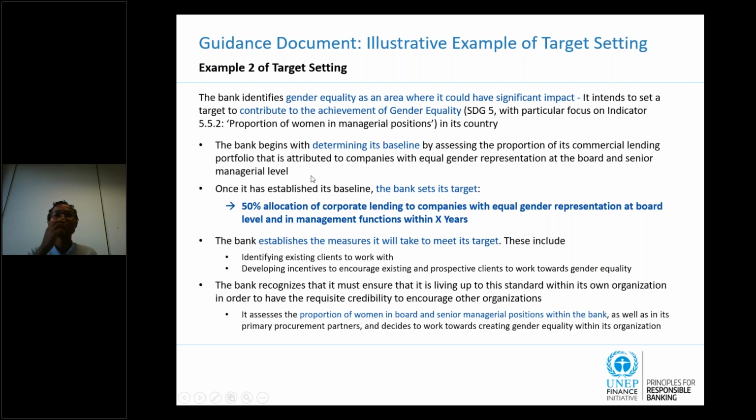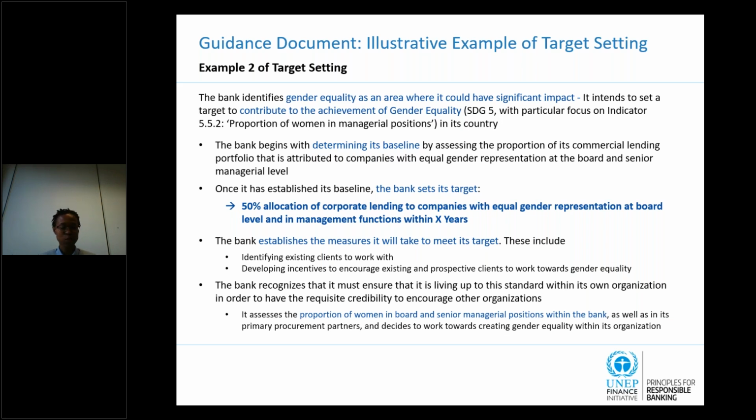All right. So thank you once again to Daria for presenting on the first example of target setting. I will present on the second illustrative example of what target setting could look like. So here, the bank has identified gender equality as an area that it could have a significant impact on. So it intends to set a target to contribute to the achievement of gender equality, which, as we know, is SDG number 5, and with a particular focus on indicator 5.5.2, which deals with the proportion of women in managerial positions in its country, right?